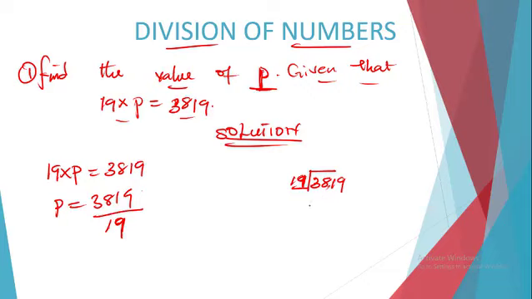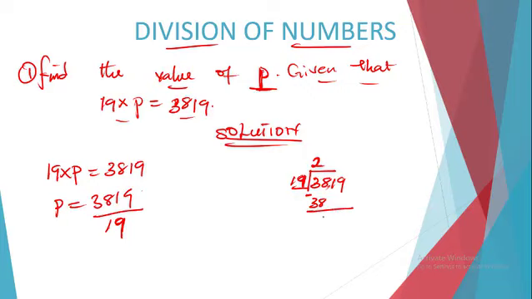How many times can 19 go into 38? We have 2 times. So you write your 2 here. 2 times 19 will give us 38. You write it down and you add your minus sign. 38 minus 38 will give us what? 0. Is that correct? Fine.